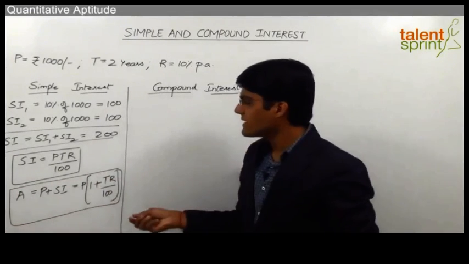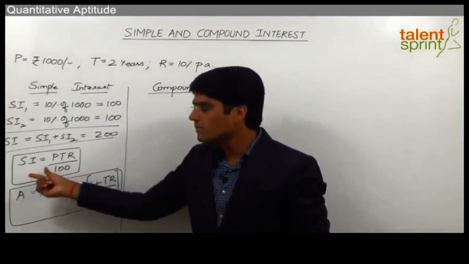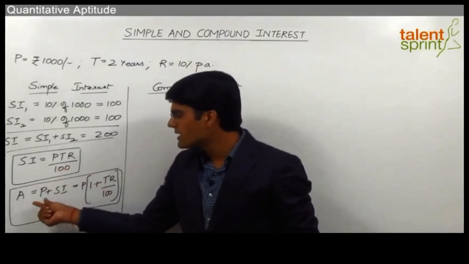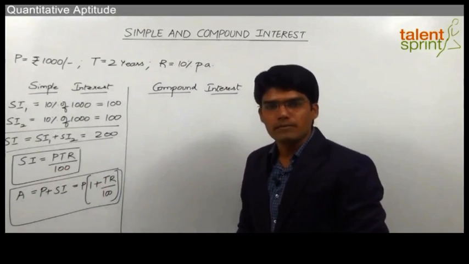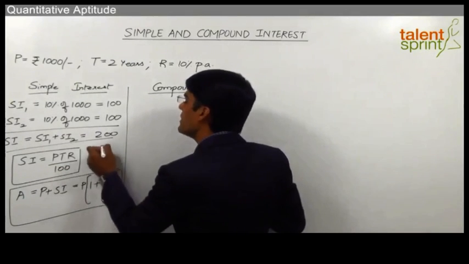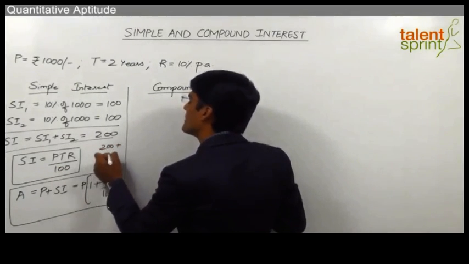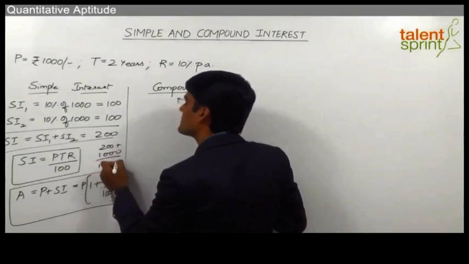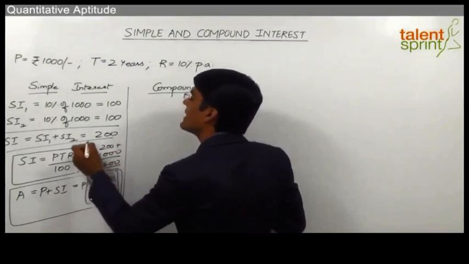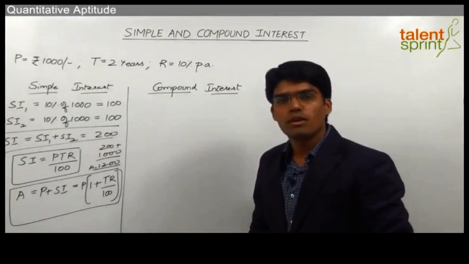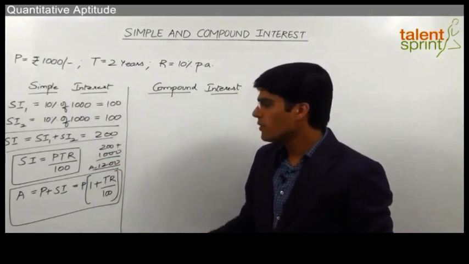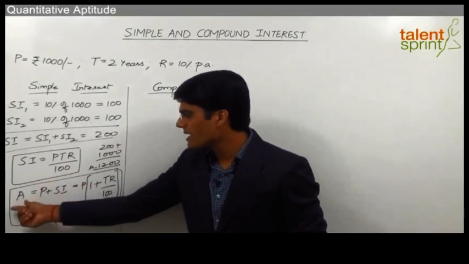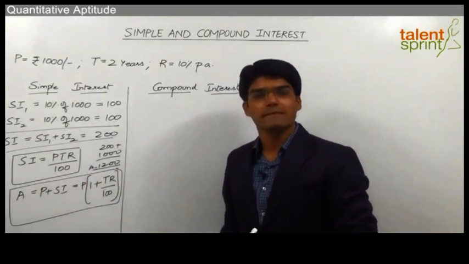So as you can see in this case, simple interest is PTR by 100 and the total amount is P plus SI. Remember, total amount is denoted by A, and that total amount here is going to be 200 plus 1000, that is equal to 1200 rupees. So the amount is 1200, whereas the simple interest is equal to 200. So this is how we can find out the simple interest. The formula is PTR by 100 and the total amount can be taken as P plus SI.